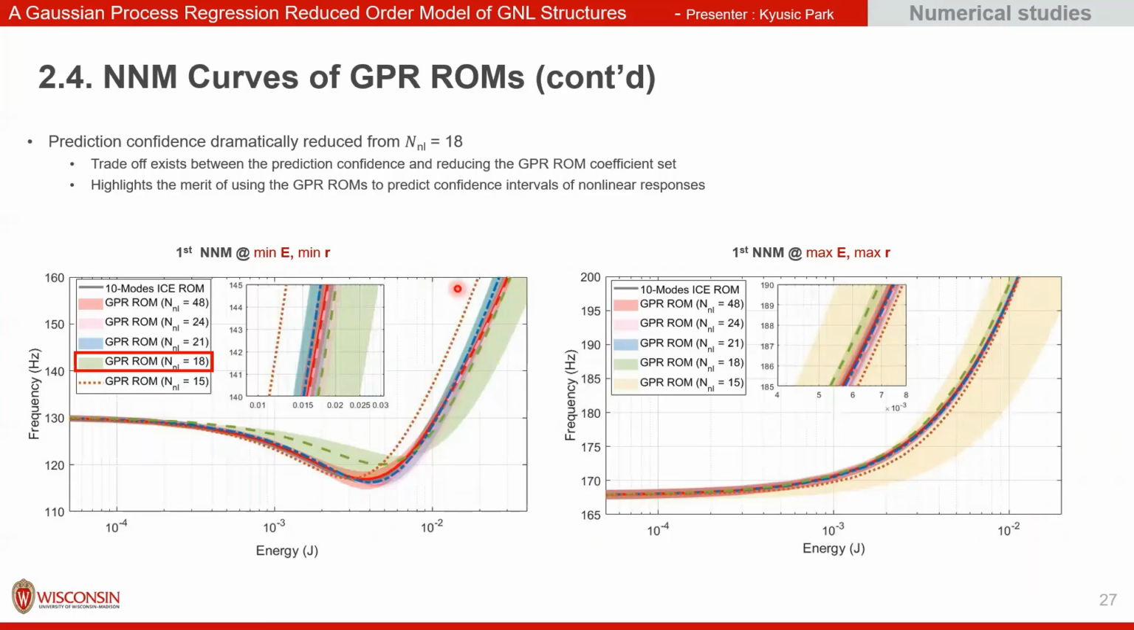The predictive uncertainty of the NNMs also suggests that the GPR ROM having fewer than 21 terms begins to increase the uncertainty in the nonlinear response. This again highlights the utility of using the GPR ROM in that they predict confidence intervals of the nonlinear responses, such as these NNMs.